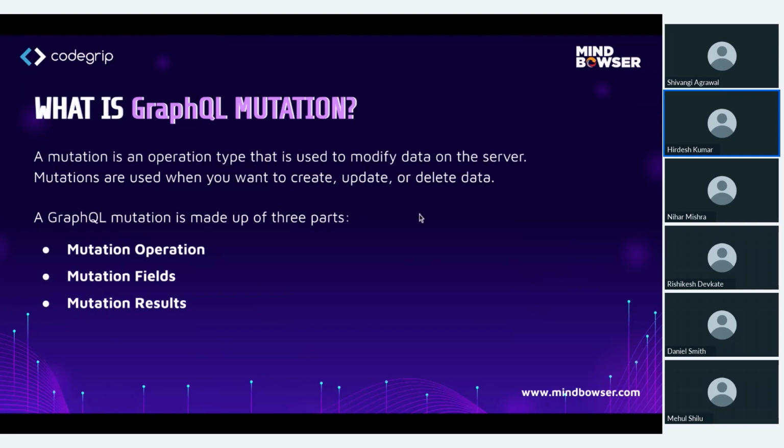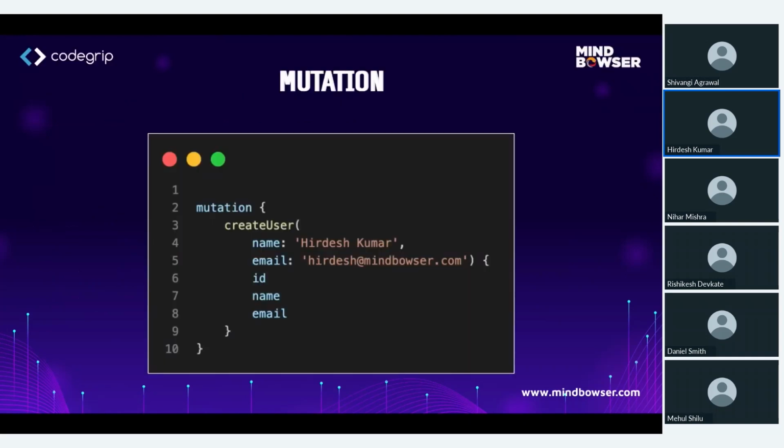It's the same as create, update, or delete of data as in REST APIs. Now we'll see a simple example of a mutation. Here first we are using this mutation keyword. This keyword says that it's a mutation, and then we have this create user mutation. It's a function, and it takes two parameters, name and email. Once we pass these two parameters, we call this function, and it will do its work in the backend.